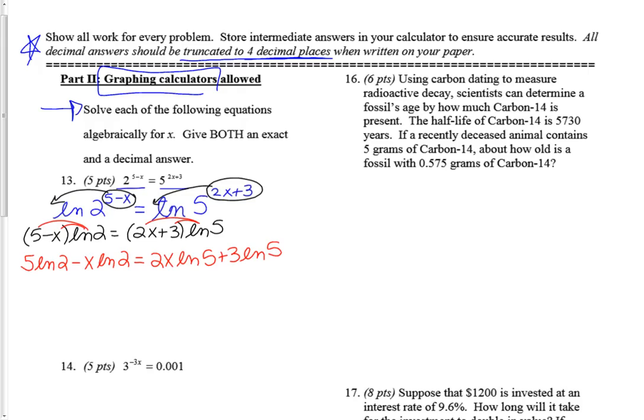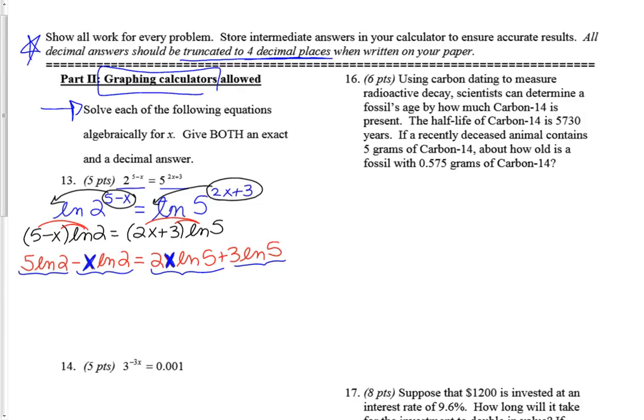Although this looks like an ugly equation right now, I realize I have 5 ln of 2. That's just a number. I have minus x ln of 2. Well, this is x times a number. Over here on the right side, I have 2 ln of 5 times x, which again is just a number with the x, and I have 3 ln of 5, which is just a number. So this is really just a linear equation with ugly coefficients.